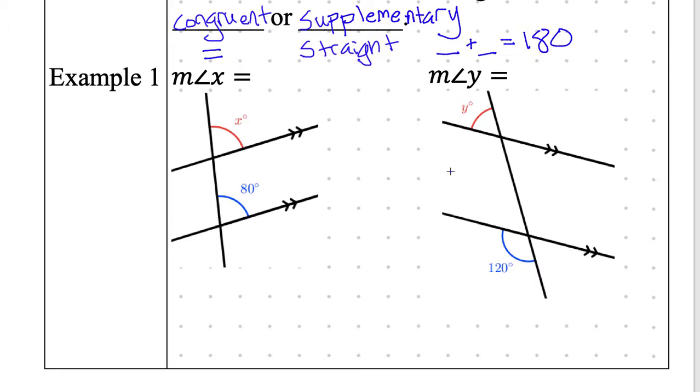There's two things that you need to know: alternate interior angles and vertical angles. Vertical angles are, shout it out. Andres got it right the last time. Congruent. Everyone is going to shout congruent.